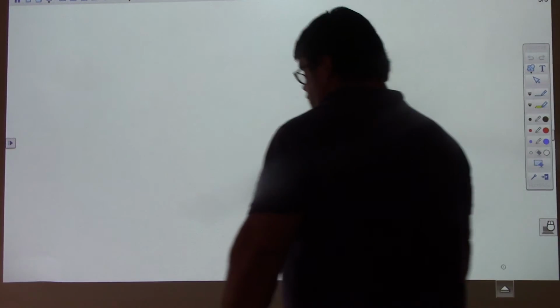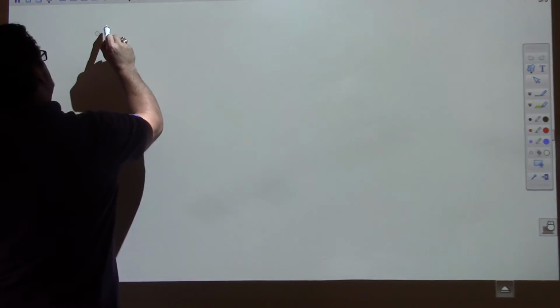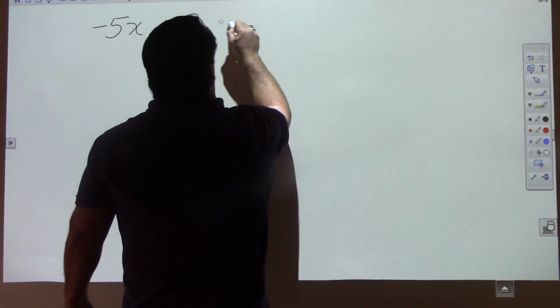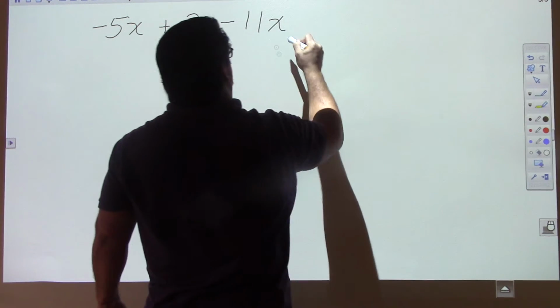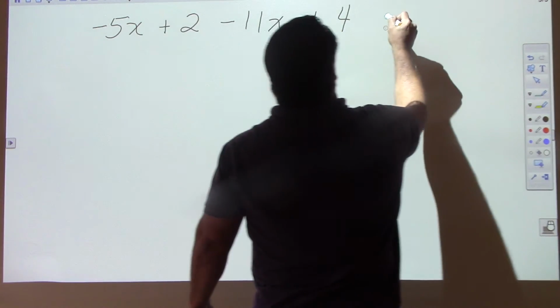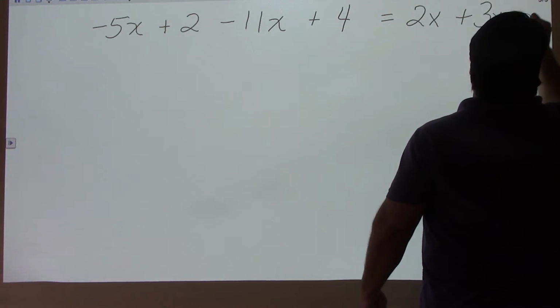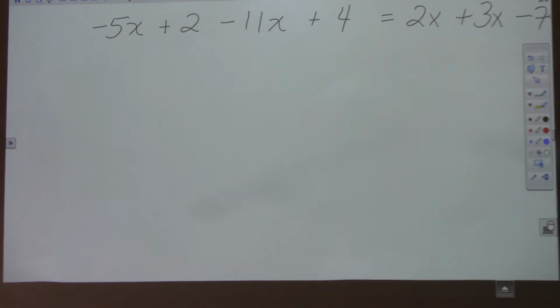So here we go. Negative 5x plus 2 minus 11x plus 4 equals 2x plus 3x minus 7. Now the first thing you want to do is clean up everything. Just clean up the left side and clean up the right side. Don't start moving anything. Just clean up one side and clean up the other side.